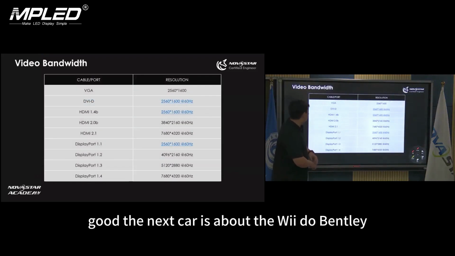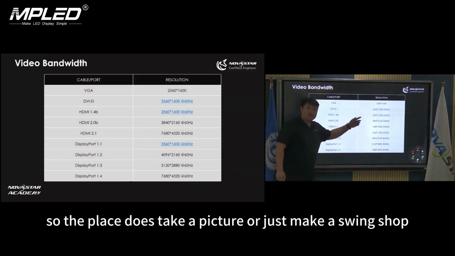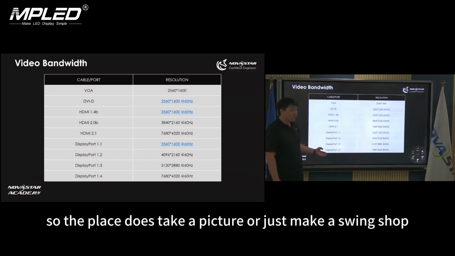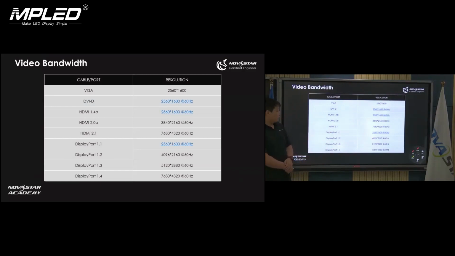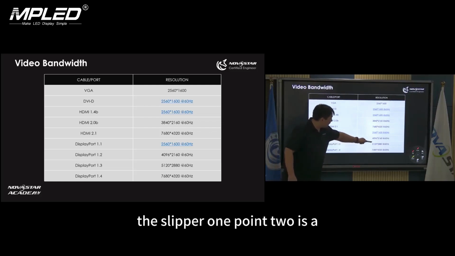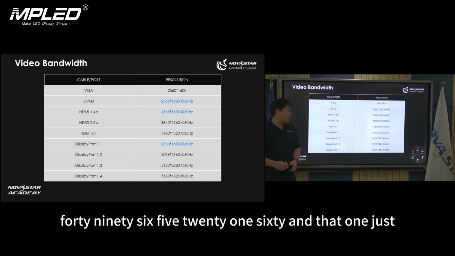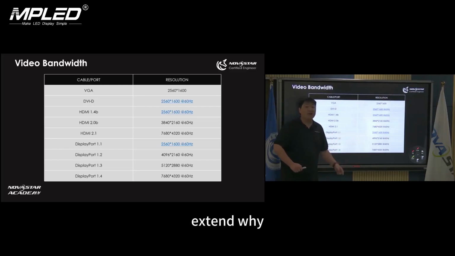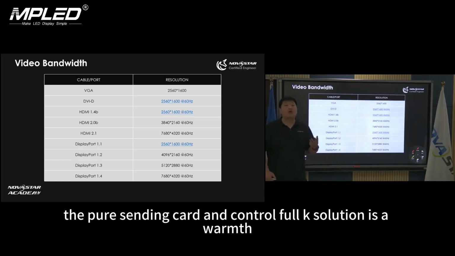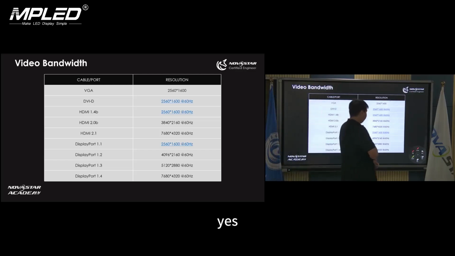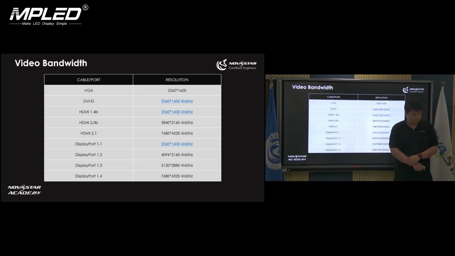So the next chart is about the video bandwidth. Please take a picture or make a screenshot. That's really important. Here you can see that DisplayPort 1.2 is 4096 by 2160, and that explains why the pure sending card and control 4K resolution is around this. Okay, just take a picture or make a screenshot.